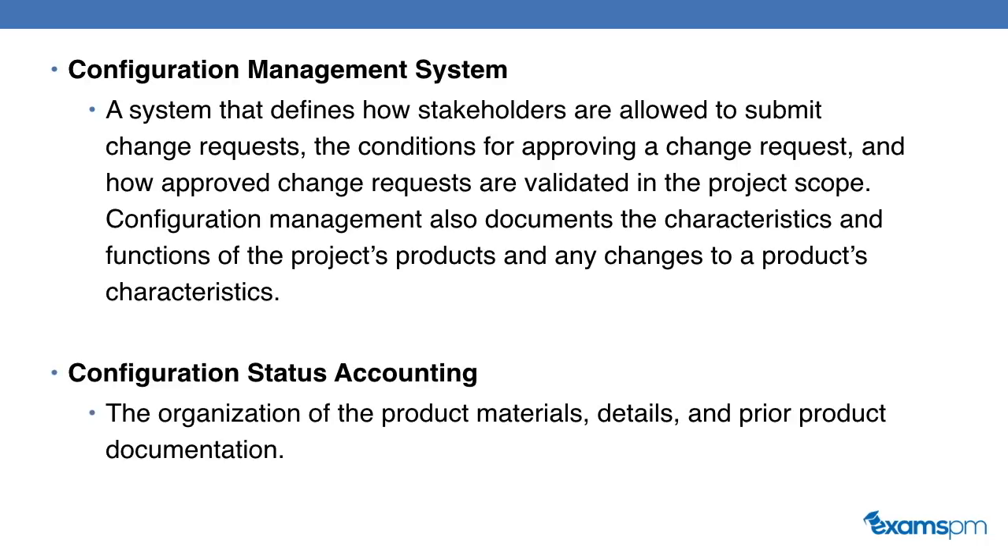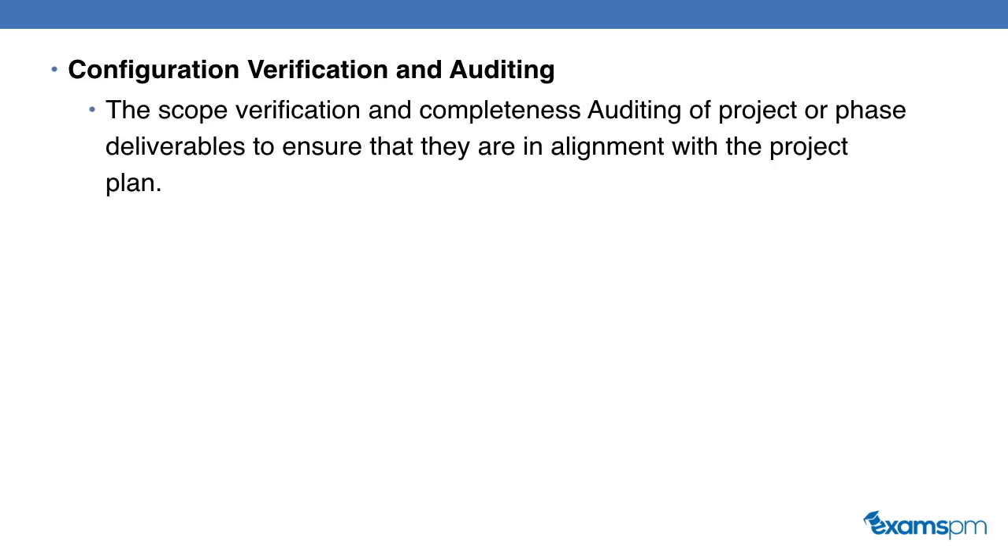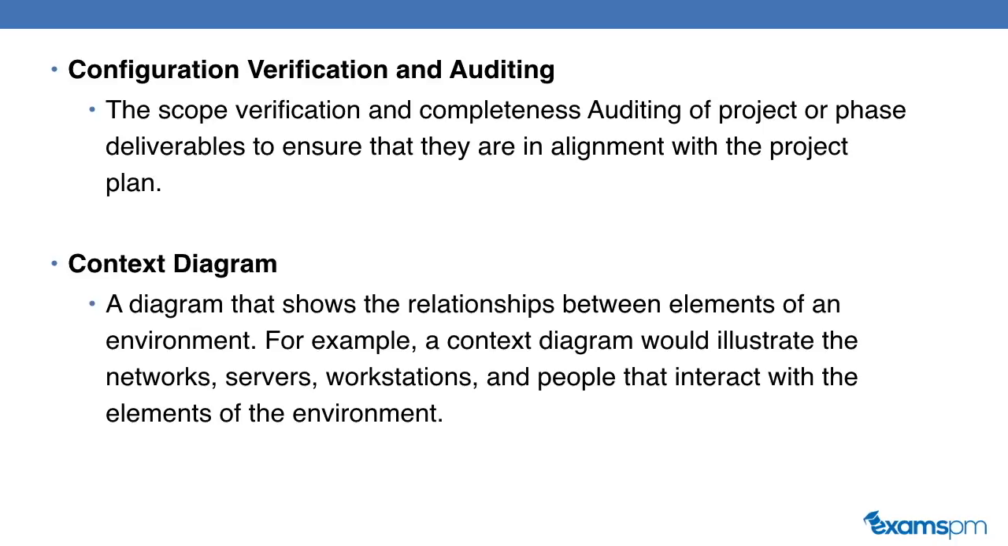Configuration status accounting. This is the organization of the product materials, details, and prior product documentation. Configuration verification and auditing. The scope verification and auditing of the project in order to ensure that they are in alignment with the project plan. Context diagram. This is a diagram that shows the relationship between elements of the environment. For example, a context diagram would illustrate the network, servers, workstation, and people that interact with the elements of the environment.